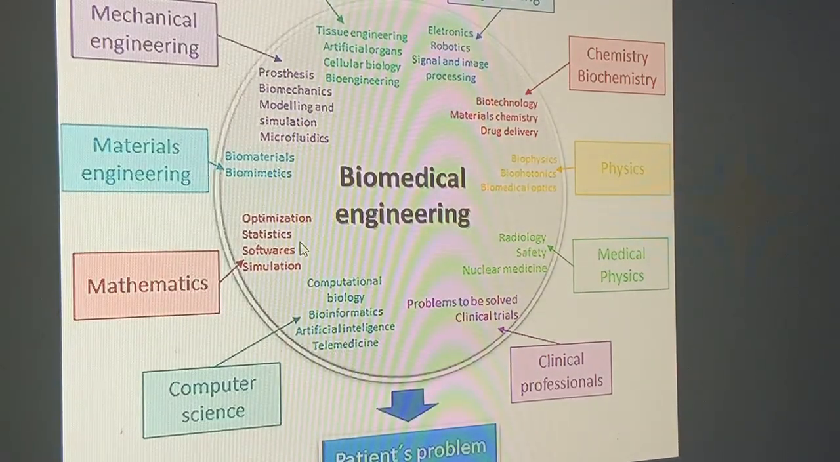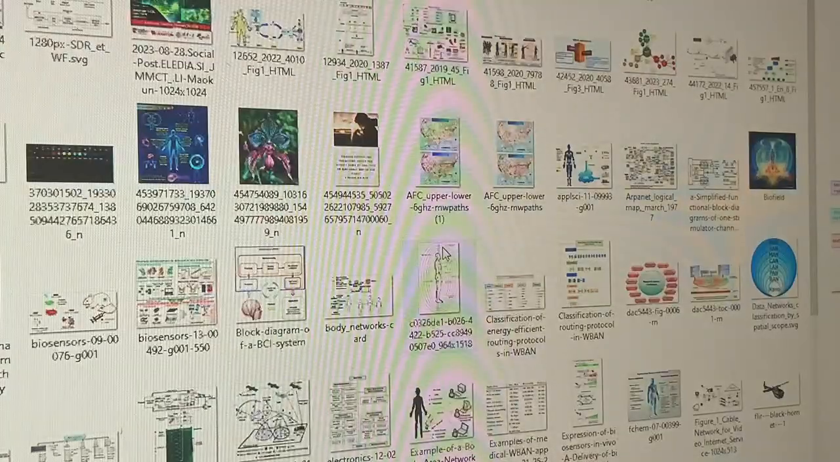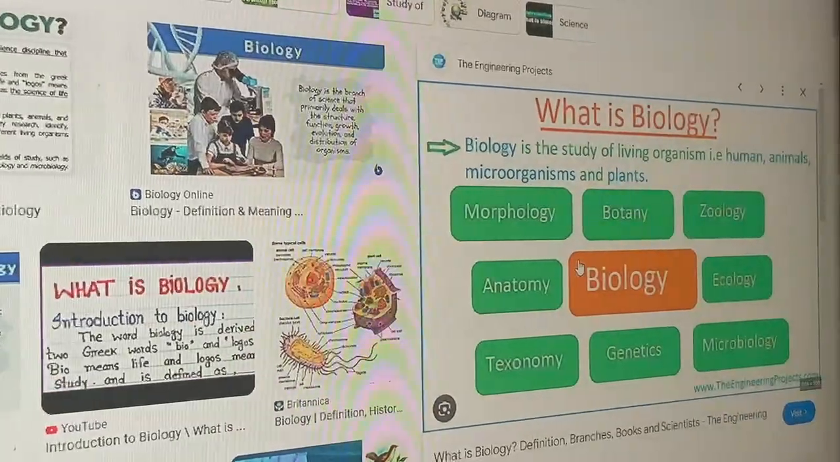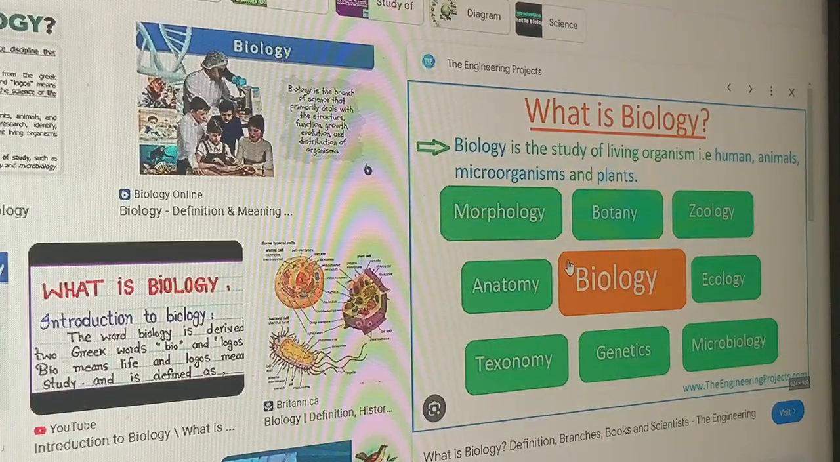Mathematics, optimization, statistics, softwares, simulations like the IITSEC with the Department of Defense for 50 years. Materials engineering, biomimetics, biomaterials, mechanical engineering, prosthesis, biomechanics, there's that modeling and simulation again, microfluidics. So now that we know that's a job, yep, and we understand, oh, okay, so we've paired biology with technology for all of our wearables and our apps and all these things. Yes.